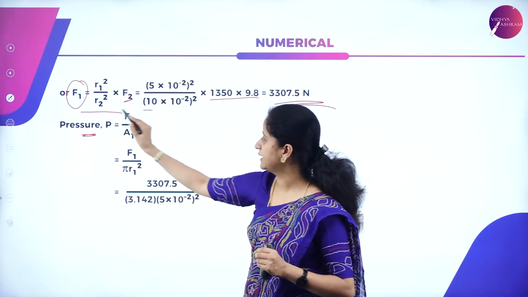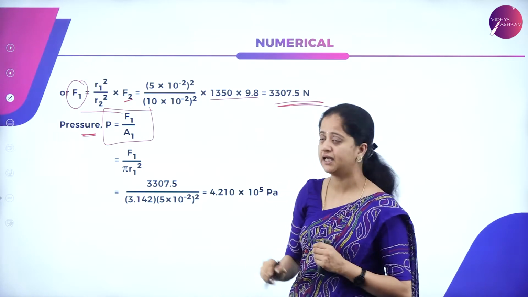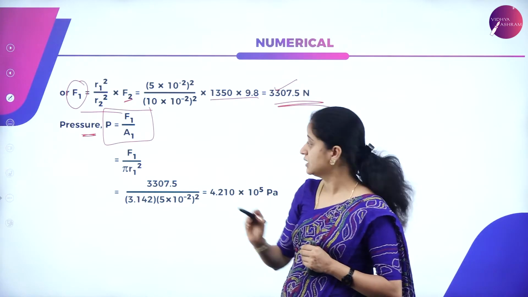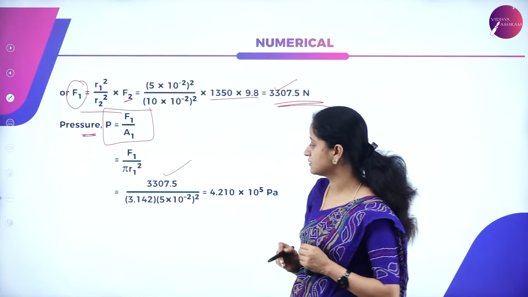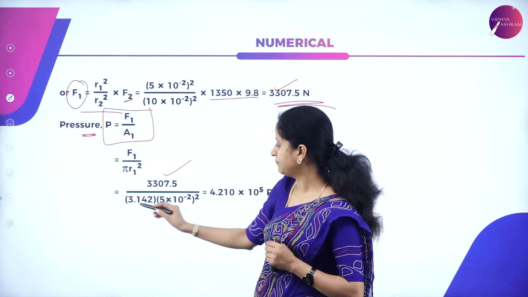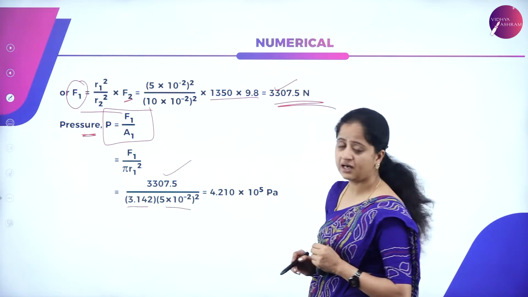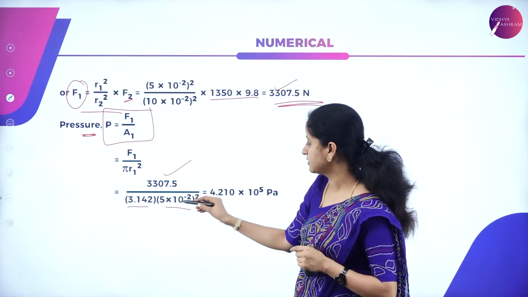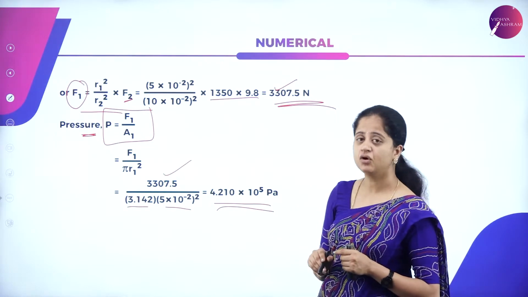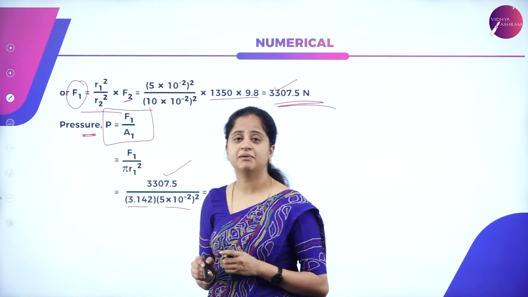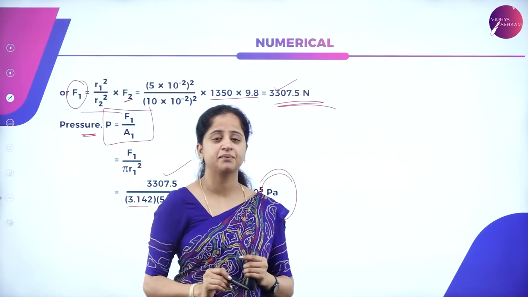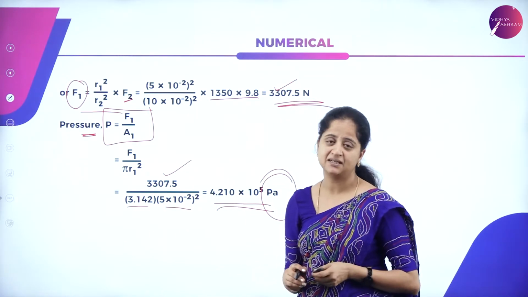So pressure formula is P is equal to F divided by A. We got the value of F1, that is 3307.5. So substitute the same, you will get 3307.5 divided by A1, area is nothing but pi r1 square, and pi value is 3.14. R1 value is 5 centimeters, so 5 into 10 power minus 2 the whole square. So simplifying this, we will get 4.210 into 10 power 5 Pascal. Here units are very important. Since we are finding the pressure, the unit of pressure is Pascal.